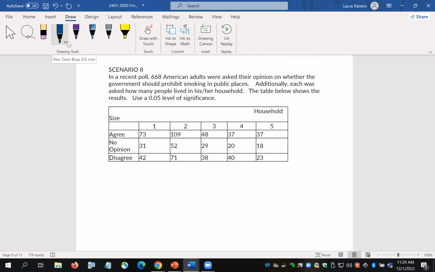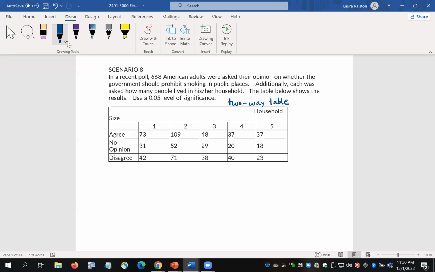Scenario 8 says, in a recent poll, 668 American adults were asked their opinion on whether the government should prohibit smoking in public areas. Additionally, each was asked how many people lived in his or her household. And the table below shows the results. So a couple of things to notice. One is you are given a two-way table.